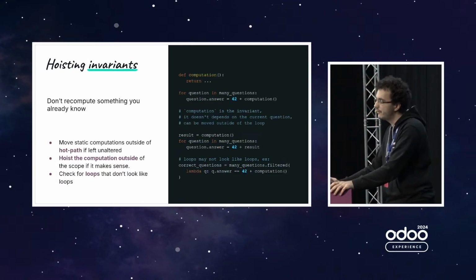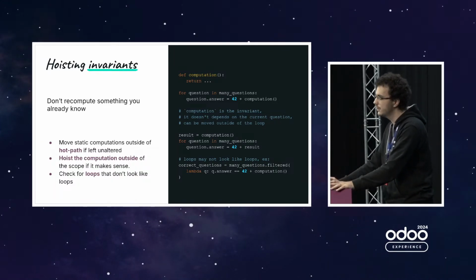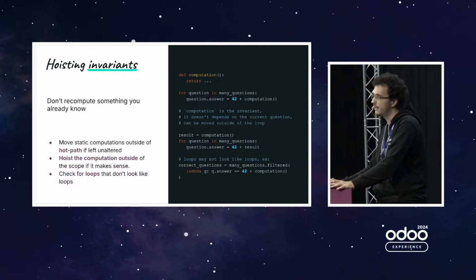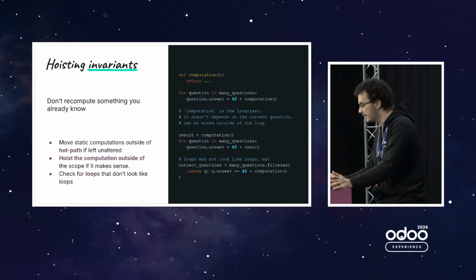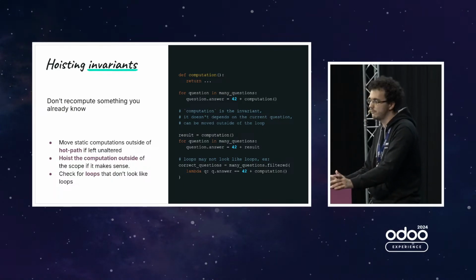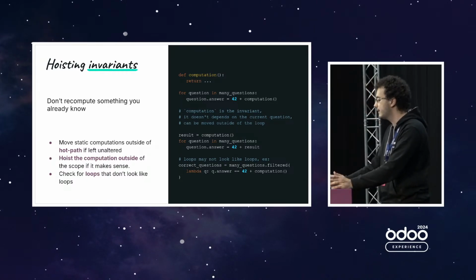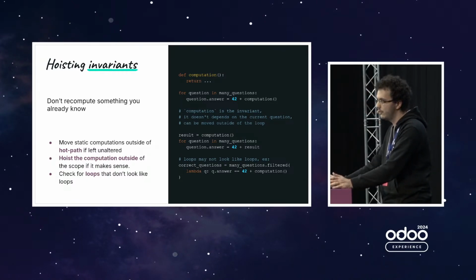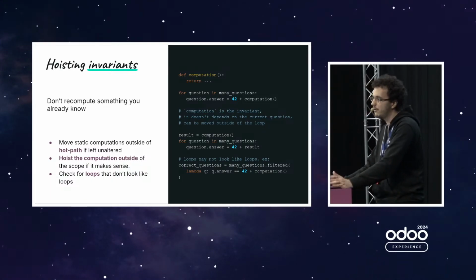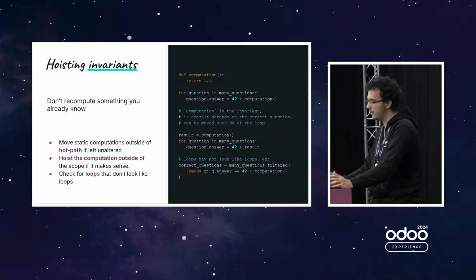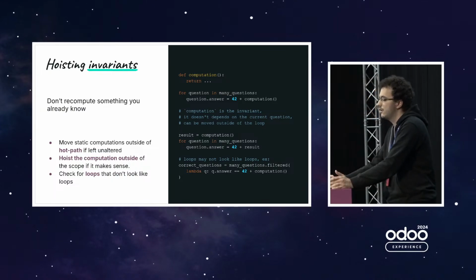Hoisting invariants. Invariant is a fancy, theoretical term to say that for a specific block of code, there's some part of the code that doesn't change and doesn't depend on the outer context. In the example I gave, a computation method, whatever, it takes no parameter and returns some kind of static result. You don't need to call it every time, at every iteration of the loop, because it doesn't depend on the variable of the loop, on the context, or on the local execution environment. So you can just hoist it outside.